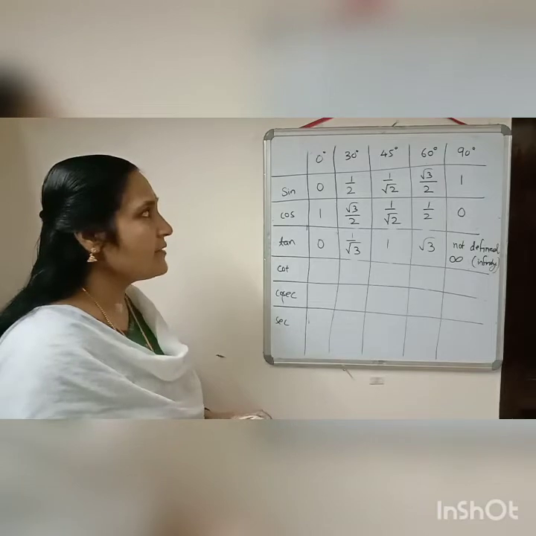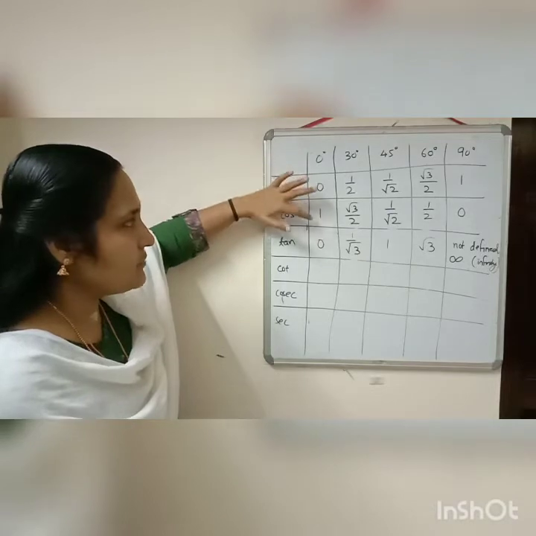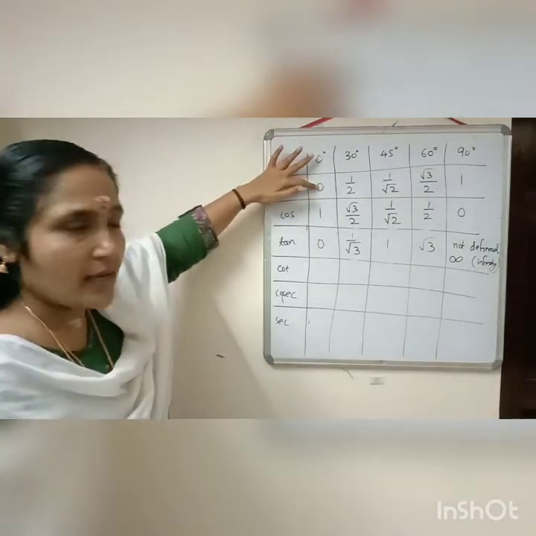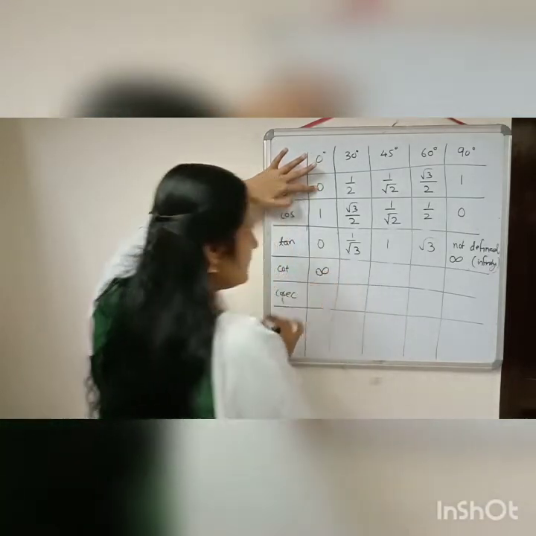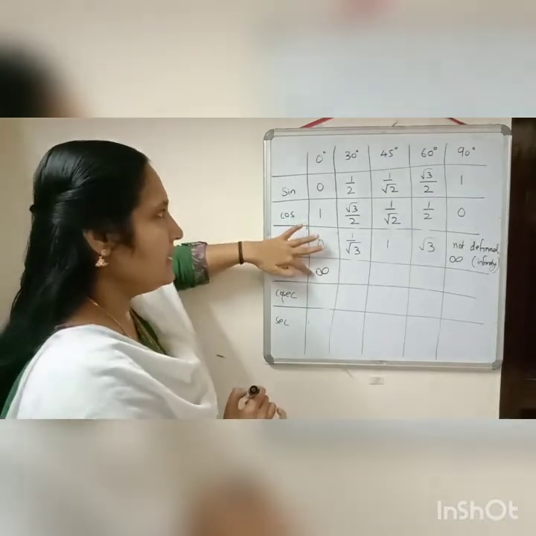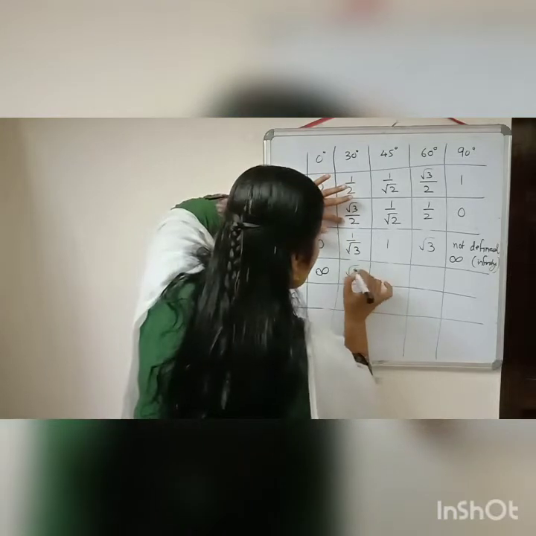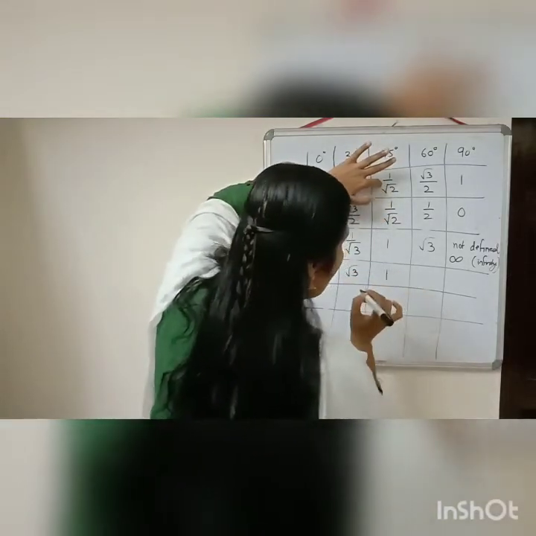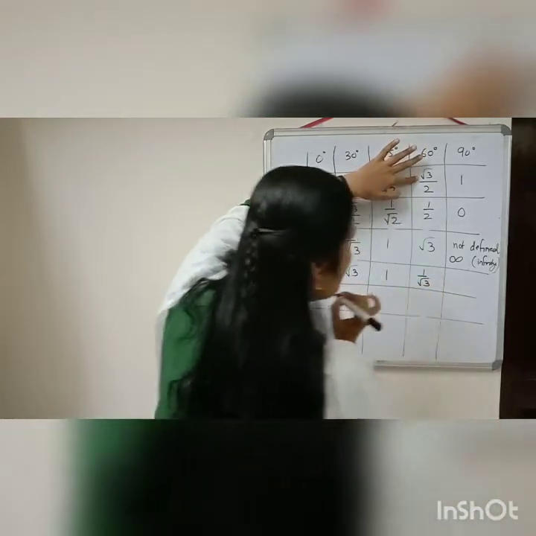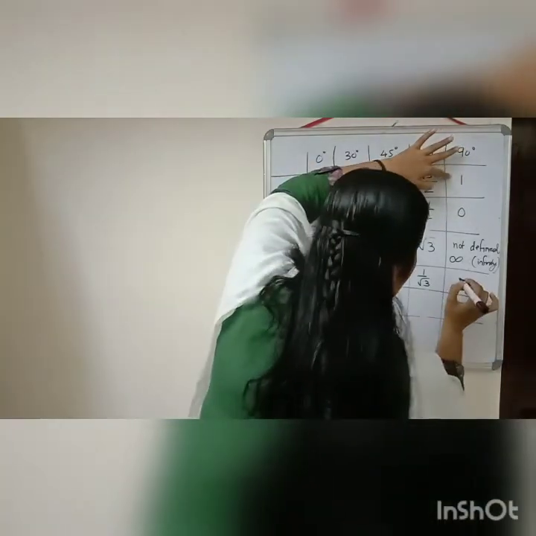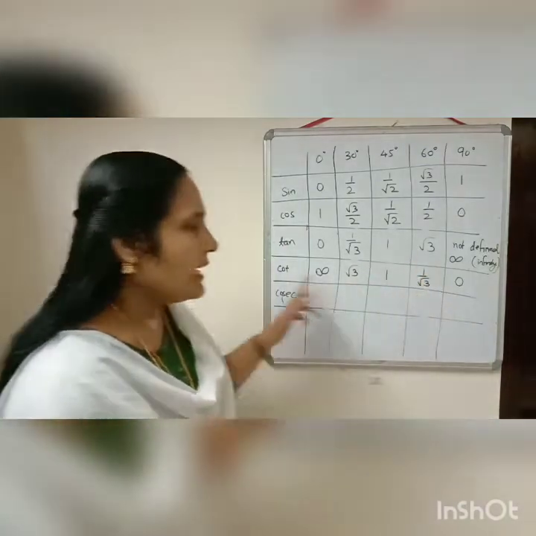Now we have to calculate cot, and we know cot is cos by sine. So first what will come? 1 by 0. Again 1 by 0 is not defined. So either you can write not defined or you can use the symbol infinity. Then cos 30 degree by sine 30 degree. So that will come root 3. Here it will be equal to 1. Then 1 by 2 divided by root 3 by 2. You will get 1 by root 3. Then 0 divided by 1, 0. So you can check cot is just opposite of tan.